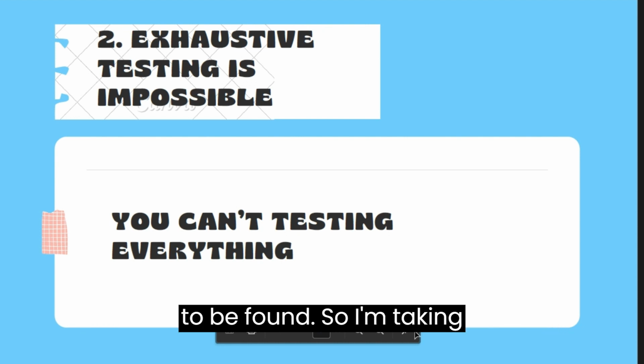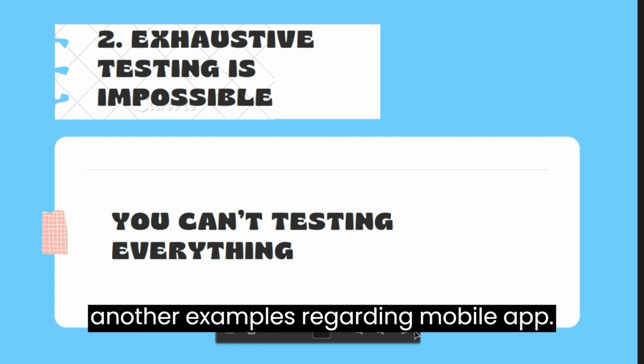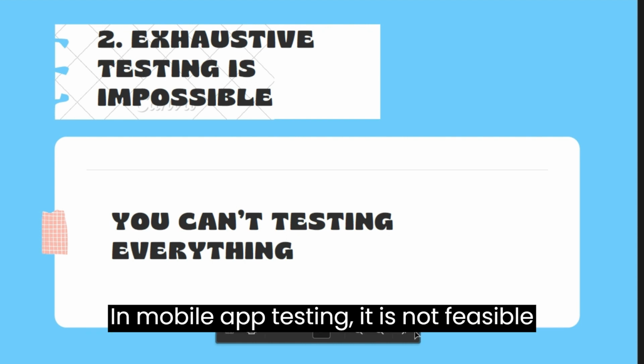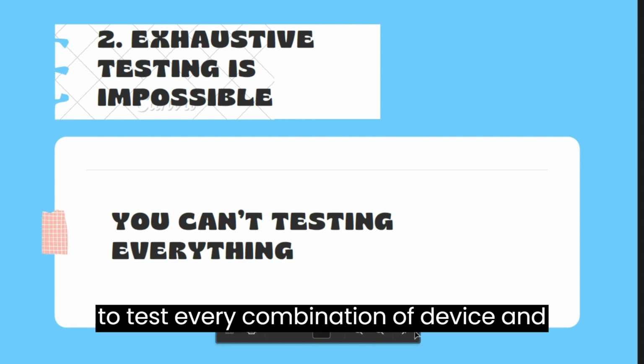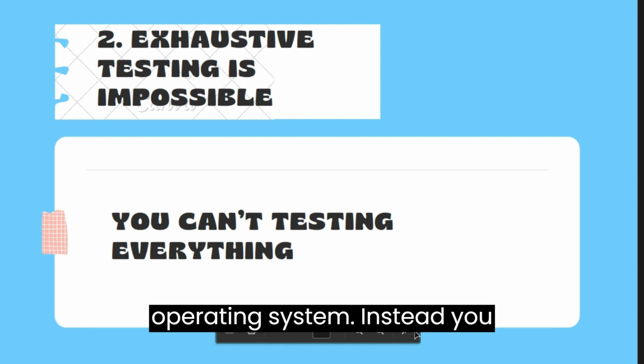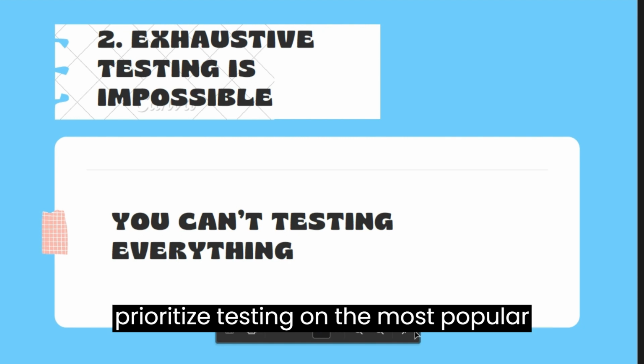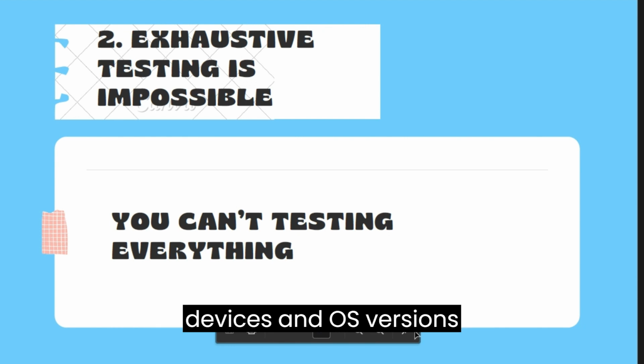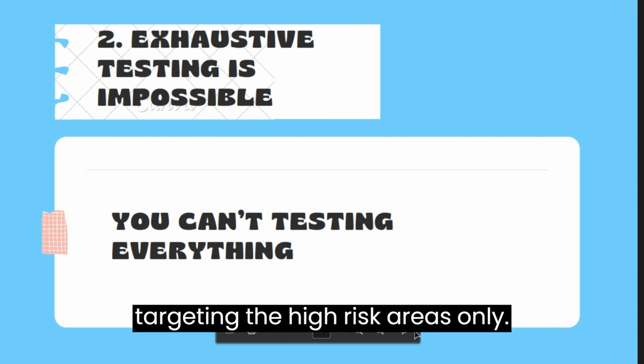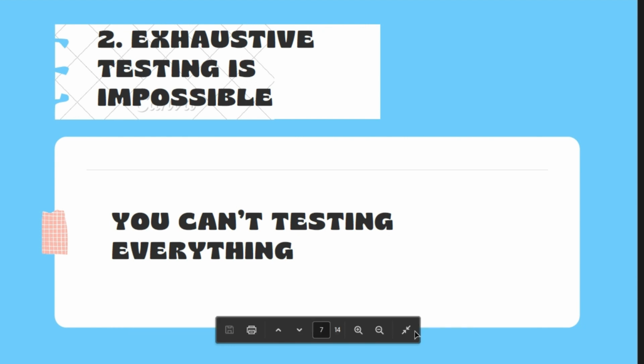So I am taking another example regarding mobile apps. In mobile app testing, it is not feasible to test every combination of device and operating system. Instead, you prioritize testing on the most popular devices and OS versions, targeting the high risk areas only.